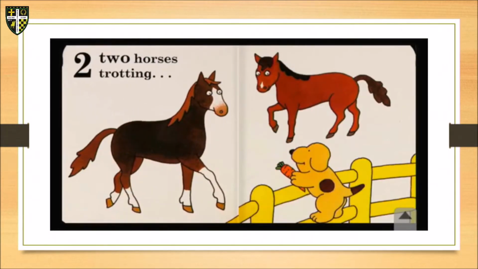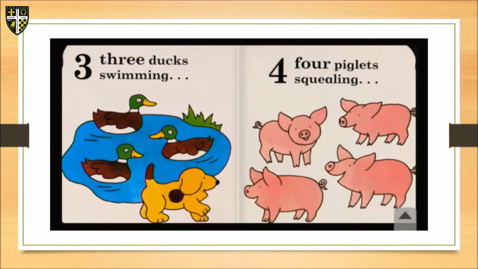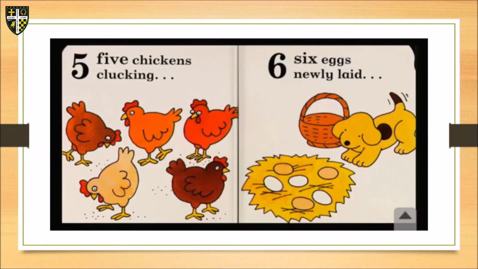2. 2 horses trotting. 3. 3 ducks swimming. 4. 4 piglets squealing. 5. 5 chickens clucking. 6. 6 eggs newly laid.